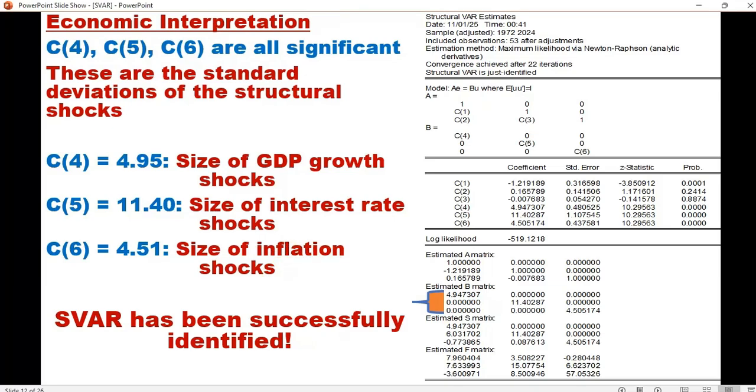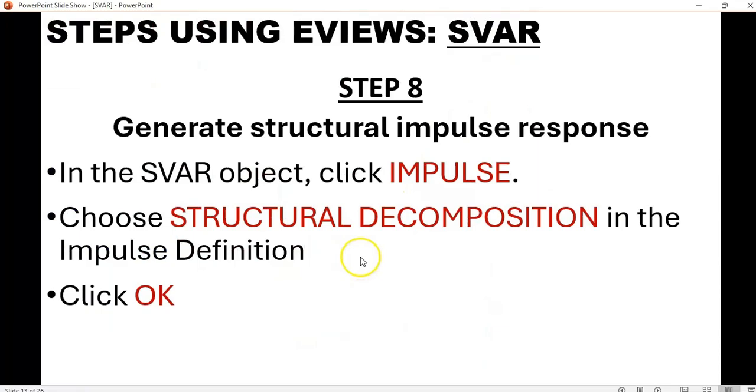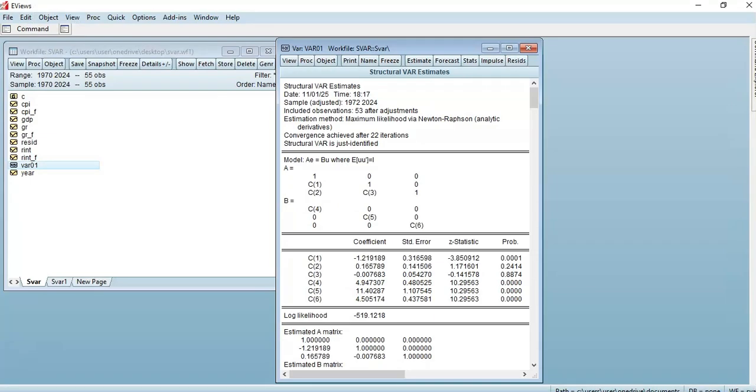Now, our aim of undertaking the VAR estimate is to make sure that the structural VAR is successfully identified. You can see the structural VAR is just identified. So we've achieved that. The next step is to generate structural impulse responses. This is a very important aspect of the structural VAR. In the structural VAR object, click impulse, then choose structural decomposition in the impulse definition. Then we click OK. Let's go back to EViews.